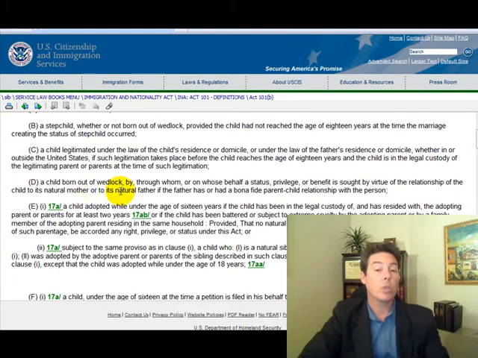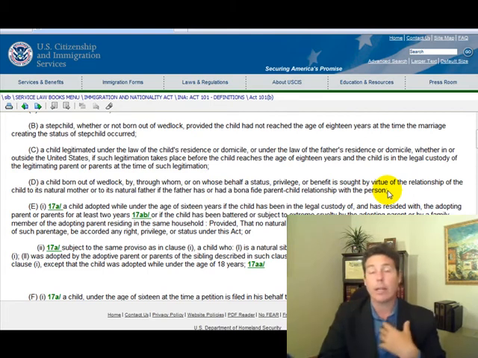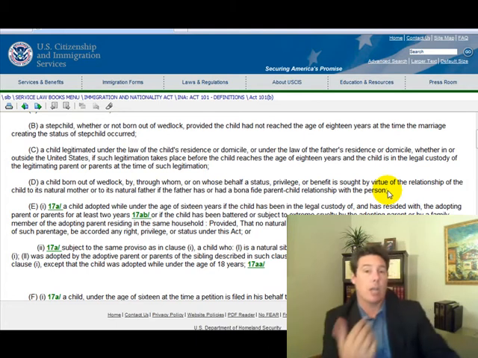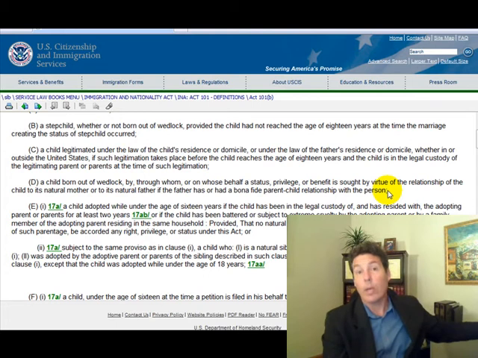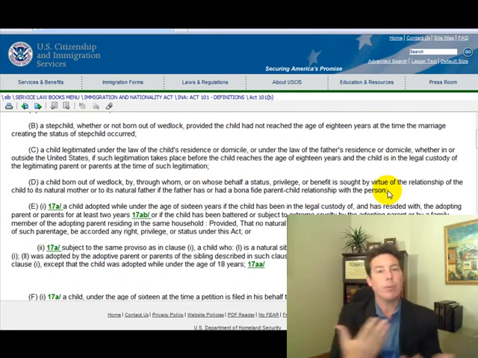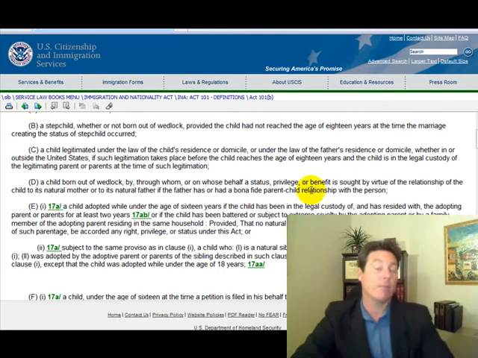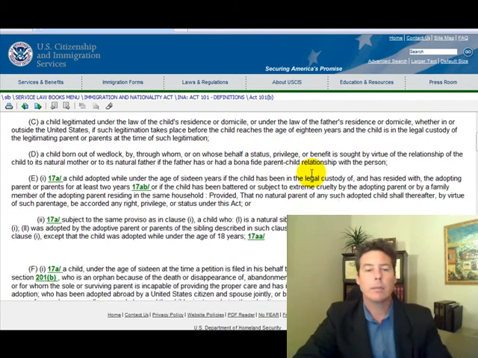But check this out. Or to its natural father, if the father has or had a bona fide parent-child relationship with the person. Okay, the flip side is that if I am from another country and I'm marrying a U.S. citizen woman, and I have a child with another woman, and we never got married, then I'm going to have to prove that I actually had a relationship with that child to qualify that child as an immediate relative. I'm going to have to prove that there's a bona fide child-parent relationship there. So there are different standards for women bringing in a child born out of wedlock than for a man.